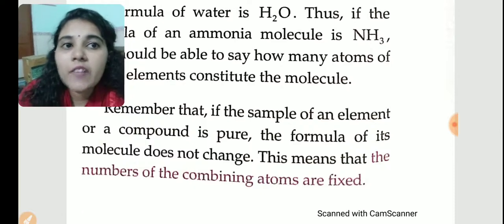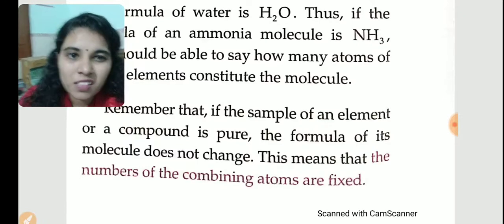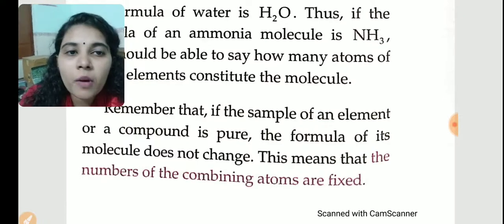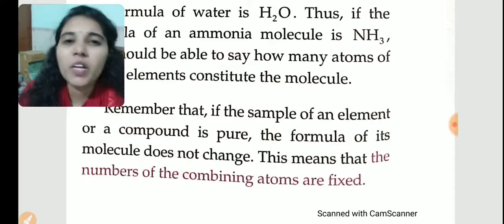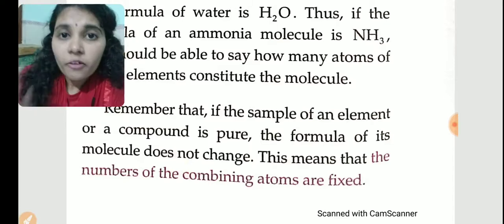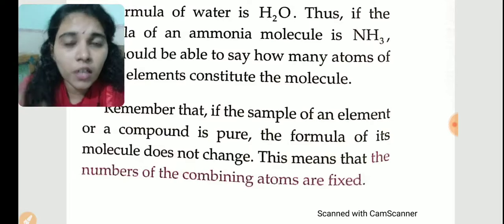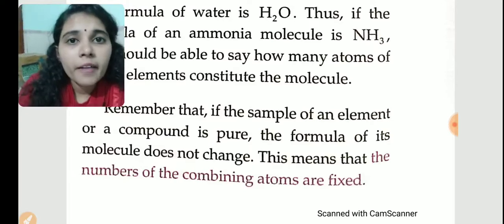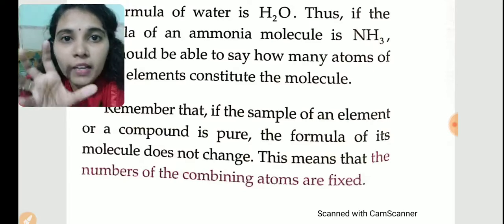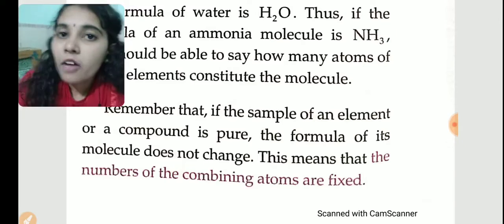Remember that if the sample of an element or a compound is pure, then the formula of its molecule does not change. This means the number of combined atoms is fixed. In an element or a compound, the number of atoms will always be fixed. For example, in H2O, there will always be 2 hydrogen and 1 oxygen. It will not be H3O or H4O. If a compound is pure like water, the number of atoms present in it will always be fixed.